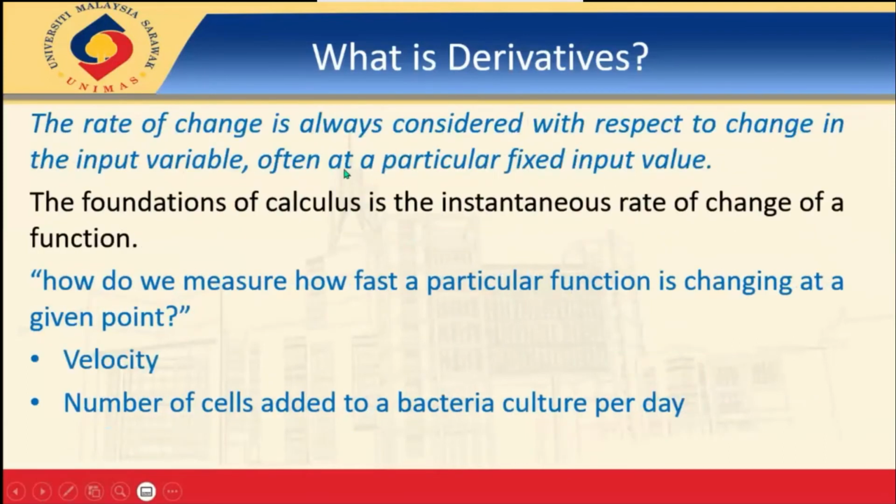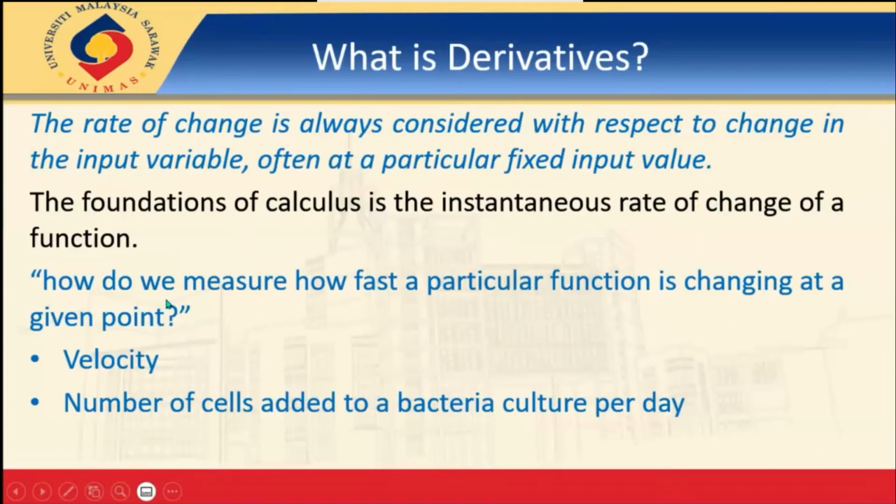Now, after a particular fixed input value like 5 and 10, I already told you, the foundation of calculus is the instantaneous rate of change of the function. Our focus today is actually the instantaneous rate of change. That is the particular moment when the change in the input value is very small. For example, previously I showed you 5 and 10. Now, if the change from 5 is very close to 5, like 5.00001, then the change in the input value will be closer to 0, and the change in the output value will be very accurate and precise.